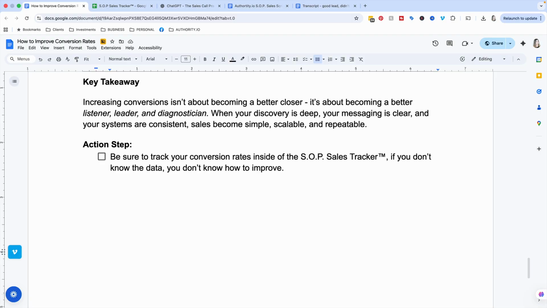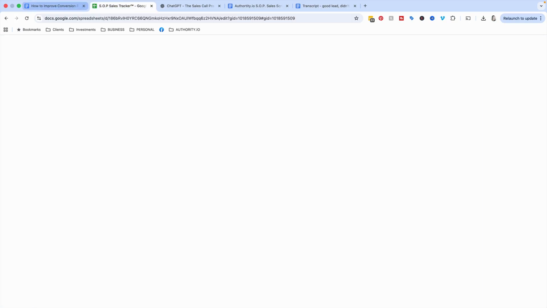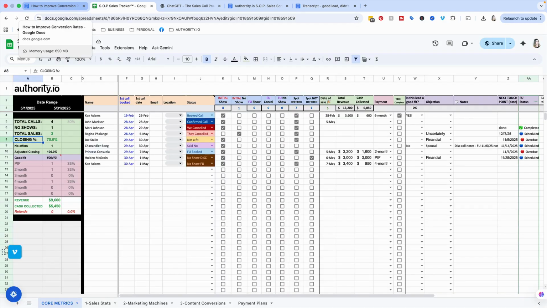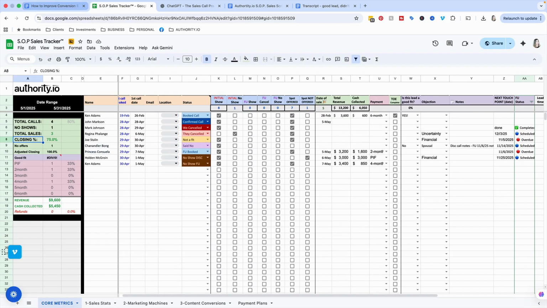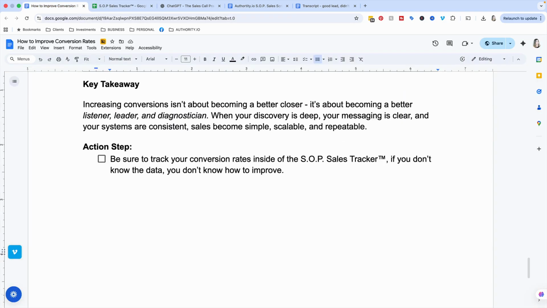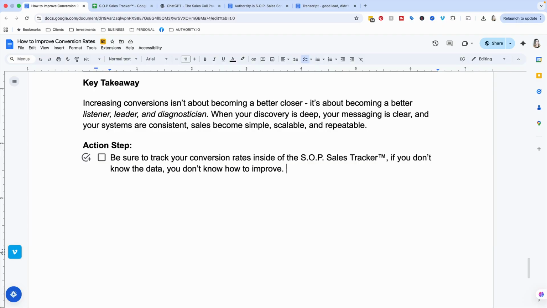So the action step here is be sure to track your conversion rates, which is your close rates, just to be clear. Close rate right here, closing percentage is your conversion rate. And if you don't know the data, you don't know how to improve. I will say it again.